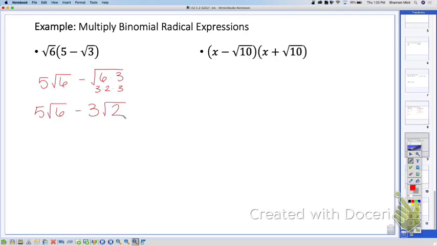Does anybody have a guess maybe what's going to happen with these specific conjugates? How is it going to make my life easier? Square roots cancel out, reduce out. The square roots will reduce out, and I will be able to combine what I get, correct?